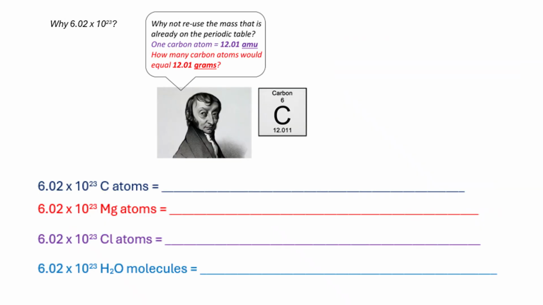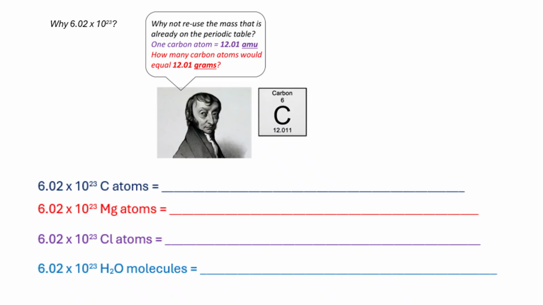Okay, so why that weird number? Why 6.02 times 10 to the 23rd? Why didn't we use something else? And the answer basically is we already were using these masses from the periodic table, like 12.011 for carbon. We were saying that one carbon atom weighs 12.01 AMU. So we had a periodic table full of these atomic masses that describe the mass of the average atom of that element.